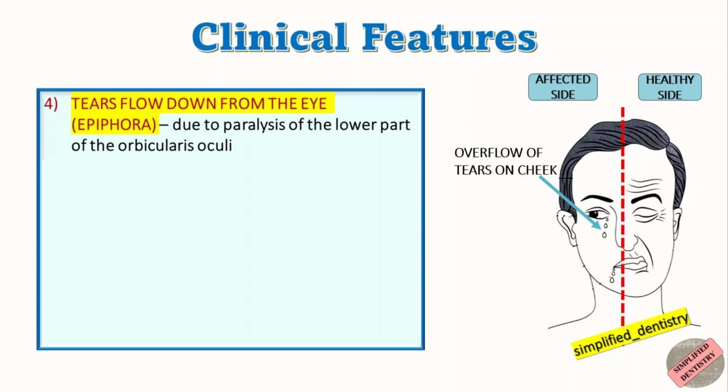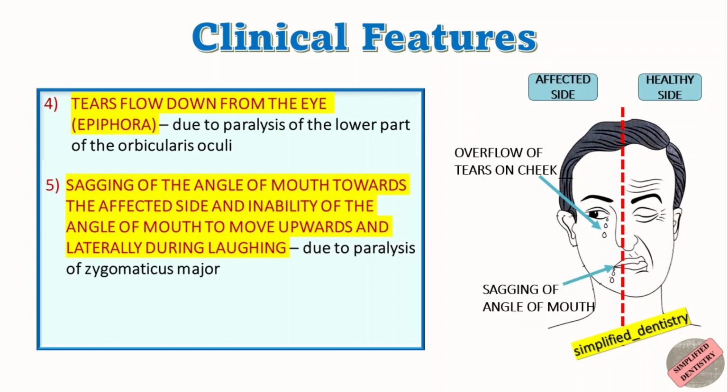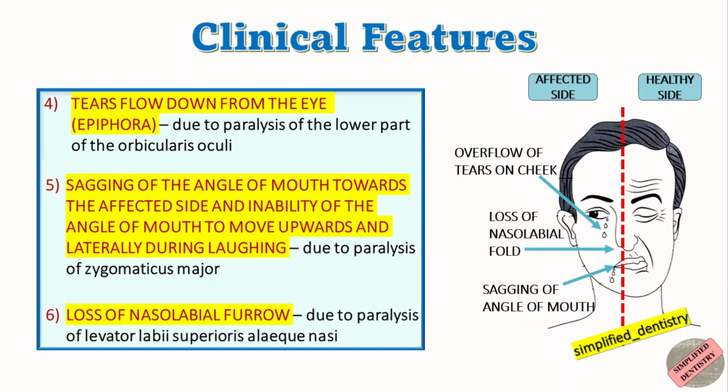Fourth is tears flow down from the eye, which is termed as epiphora, and it occurs due to paralysis of the lower part of the orbicularis oculi. Fifth is sagging of the angle of the mouth towards the affected side and inability of the angle of the mouth to move upwards and laterally during laughing, and it occurs due to paralysis of zygomaticus major. Sixth is loss of nasolabial furrow, which occurs due to paralysis of levator labii superioris alaeque nasi.